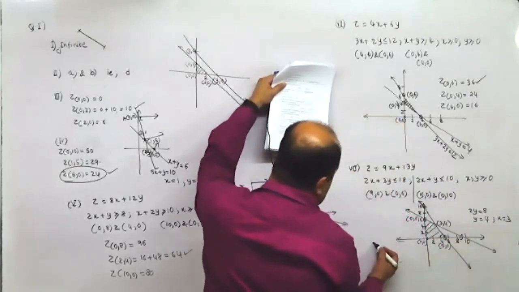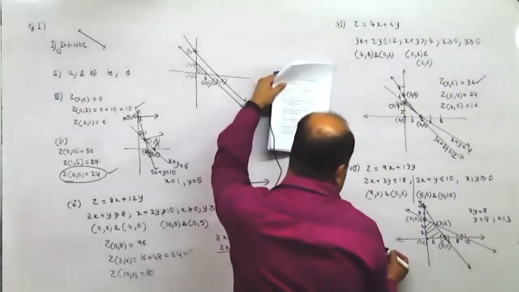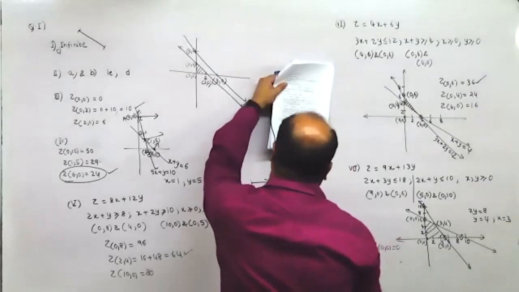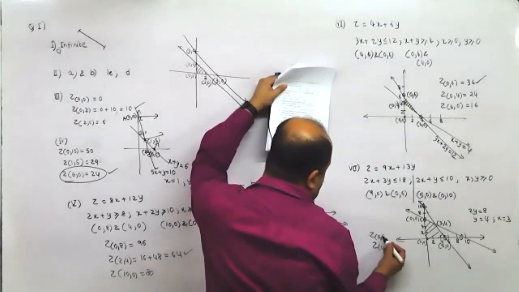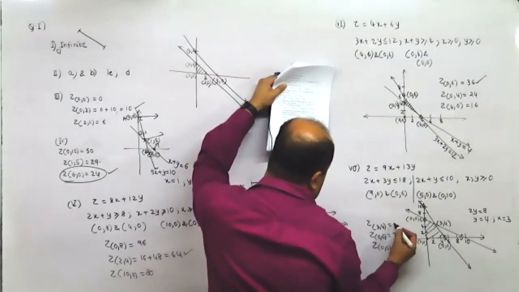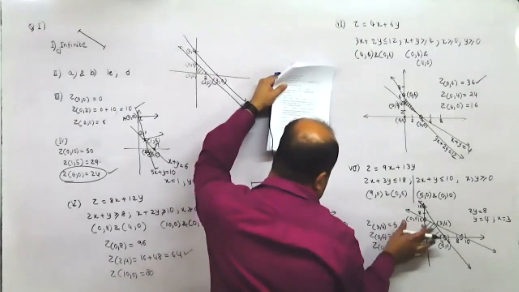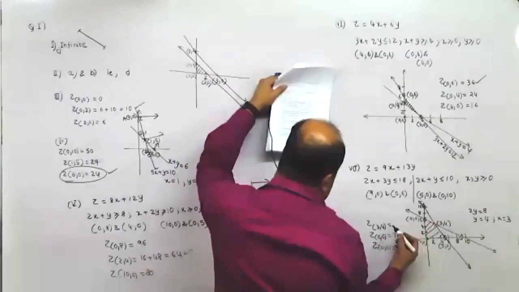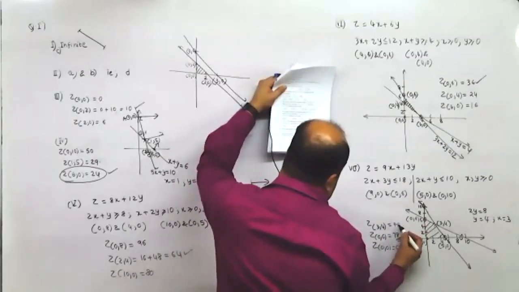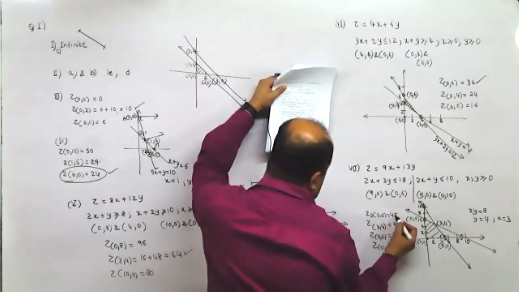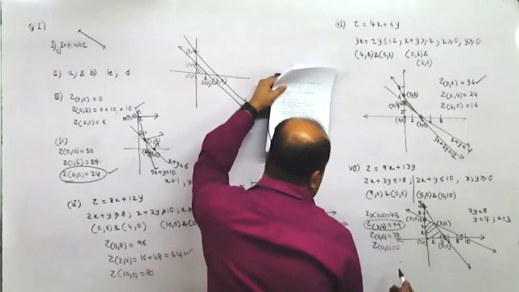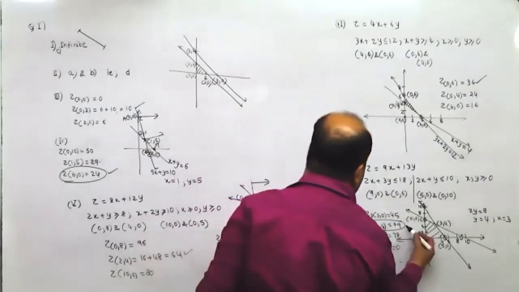Now when I substitute, I'll get z at 0, 0 is 0. If they ask for minimum or maximum, then z at 0, 6 is 78. Z at 3, 4 is 27 plus 52. This should ideally be the answer. 52 plus 27, that is 79. And Z at D would be 45. So maximum value is at 3, 4. Is it correct? Yes, sir.